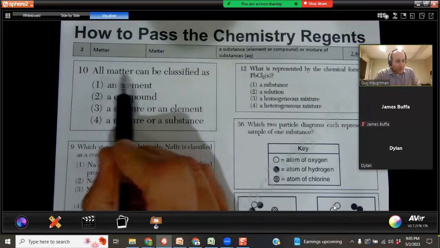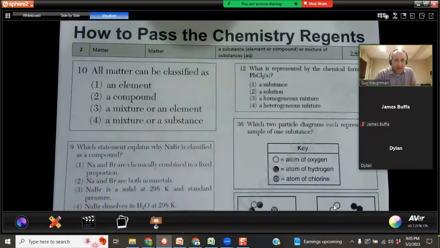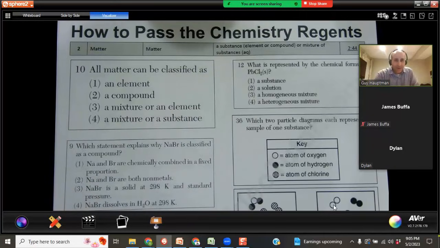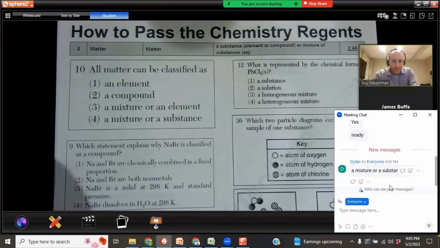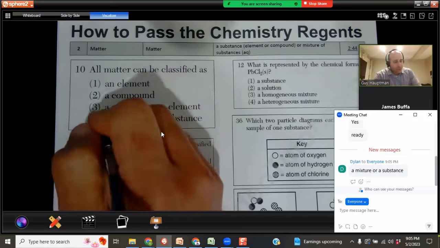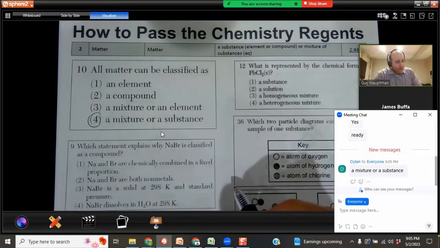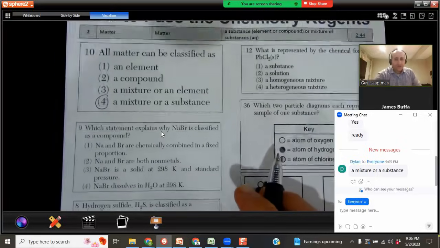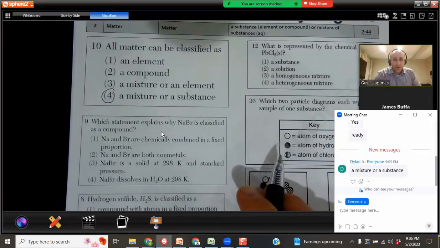So all matter can be classified as. Anybody have an answer? You can either come online or type it in the chat. Okay, a mixture of substance. Very good, Dylan. So yes, as it says here, it could be a substance or mixture. And so we're going to go ahead with choice 4. And now let's get into the difference between what a compound is and what a mixture is.